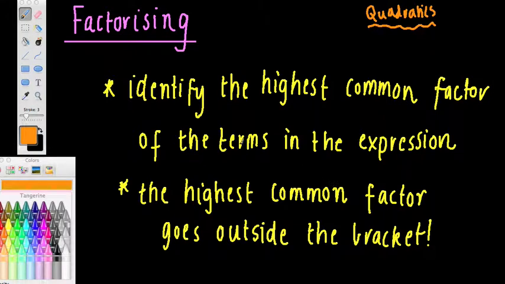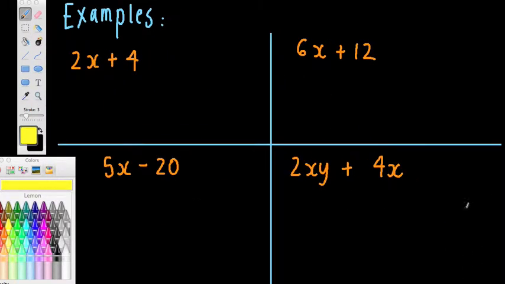So there's a couple of dot points to jot down if you wish. That is, identify the highest common factor. Sometimes we call this the HCF for short, instead of saying highest common factor every single time. Second point, that needs to come out of the bracket. Let's have a look. Here's some examples.